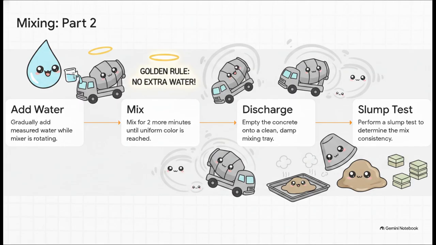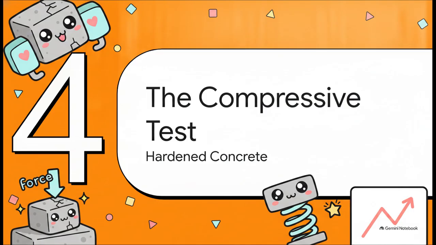Once you can verify a nice, uniform color and consistency, you discharge the mix onto a clean, damp tray. From there, we perform a slump test for consistency and cast the concrete into our molds in 3 compacted layers. So, to summarize this whole section, precise mixing plus no extra water equals a totally reliable test specimen. Next up is part 4, the compressive strength test.